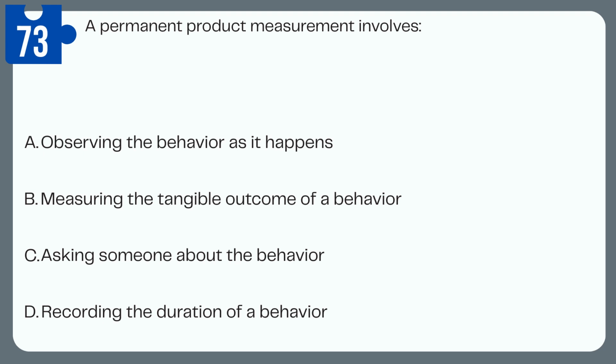Question 73. A permanent product measurement involves A. Observing the behavior as it happens. B. Measuring the tangible outcome of a behavior. C. Asking someone about the behavior. D. Recording the duration of a behavior.